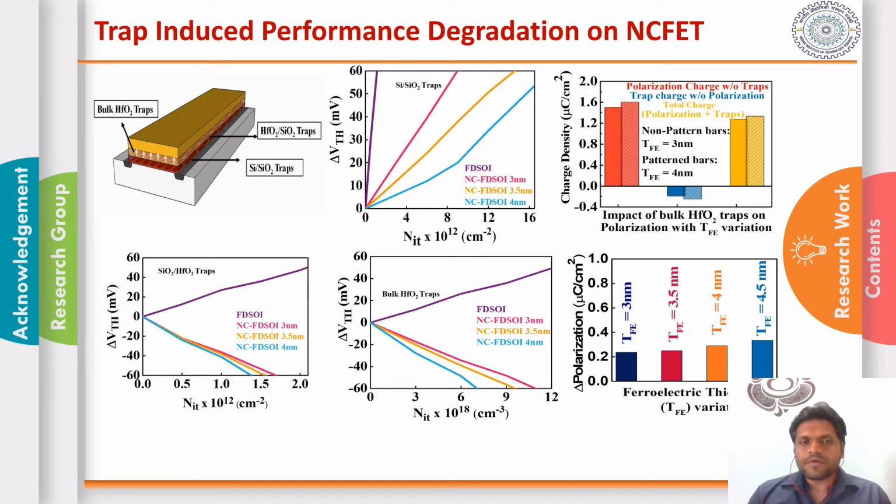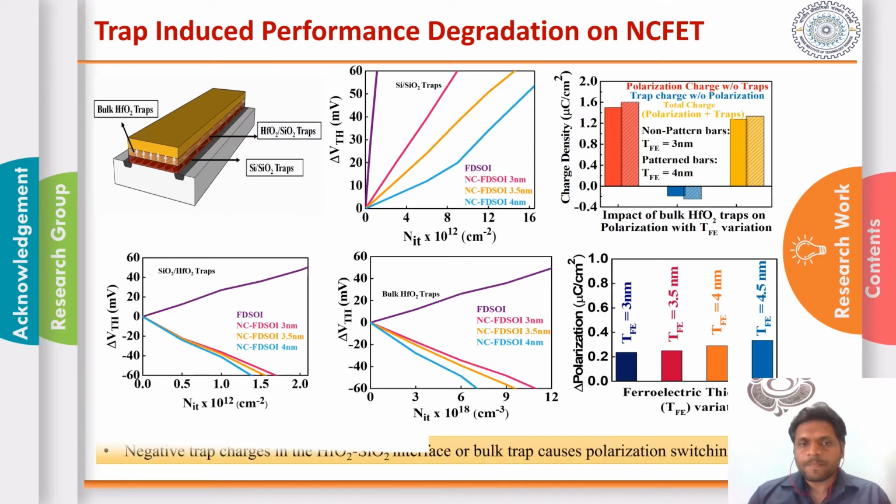But the picture becomes opposite in the case of HfO2 SiO2 traps or bulk HfO2 traps. In these two cases, the polarization decreases as we increase the trap concentration and polarization switching happens, and the picture becomes worse as we increase the ferroelectric thickness because the trap concentration increases.